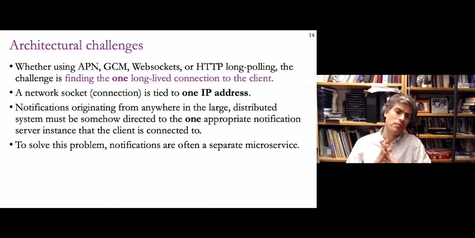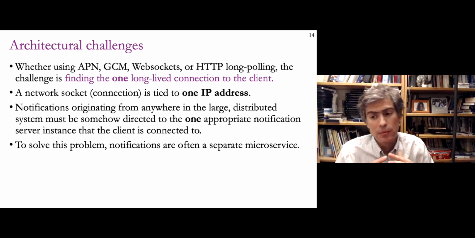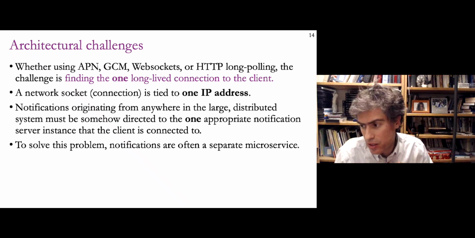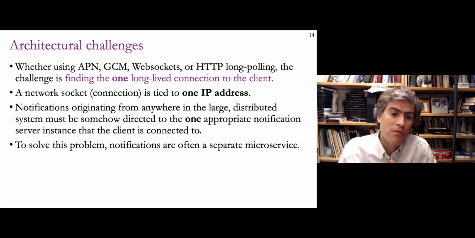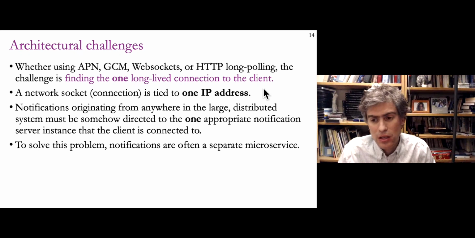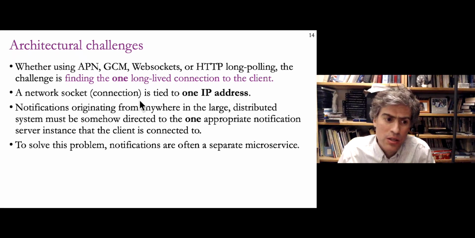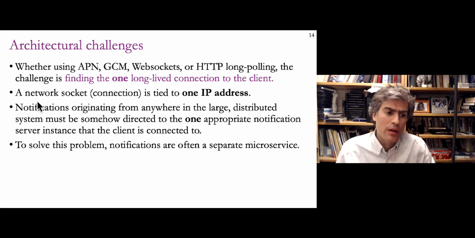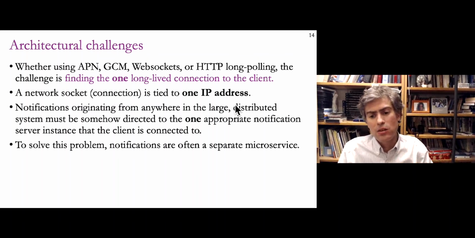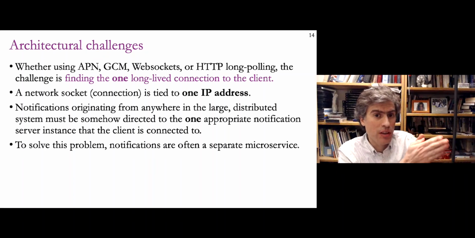Okay. Now, fundamentally, with these push notification designs or architectures, we have a fundamental challenge, regardless of which one we're talking about, of finding the one long-lived connection to the client. Okay, you kind of need to know a little bit about networking to understand this fully, but at a high level, if you have a network connection, which is called a socket, that's tied to one IP address. So when a client connects to the cloud for its push notification connection, that is connected to one machine in the cloud, right? One IP address in the cloud.